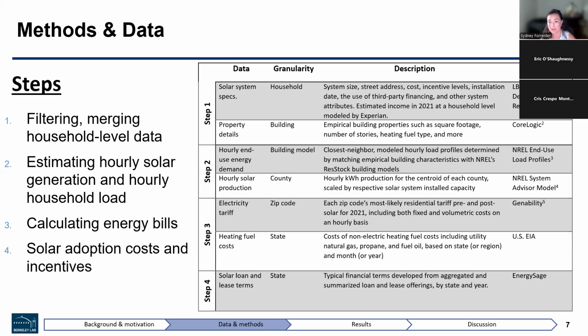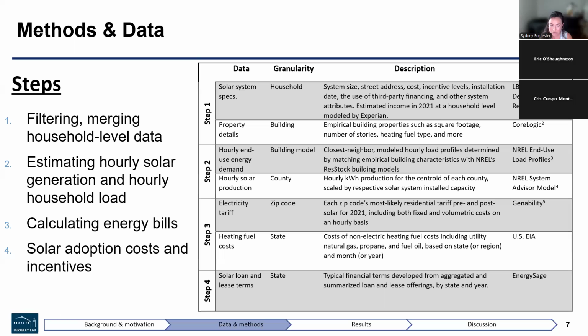And then for the electricity tariff, this is both an assumption that we made, but also an indication of how much we tried to get as close as possible to the actual thing. We used an API to collect actual tariffs for each customer. How we did that was we took each customer's zip code. We found the most likely rate that they would be on, so the highest probability rate for a residential customer without solar and then with solar. In some cases, they stay on the same rate when they have solar. In other cases, they might change rates.